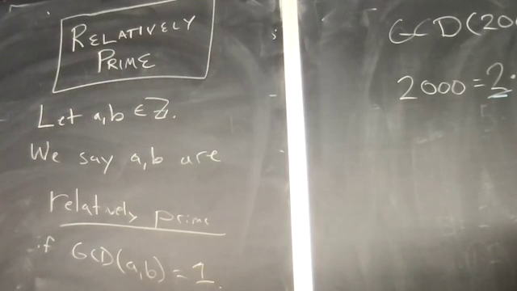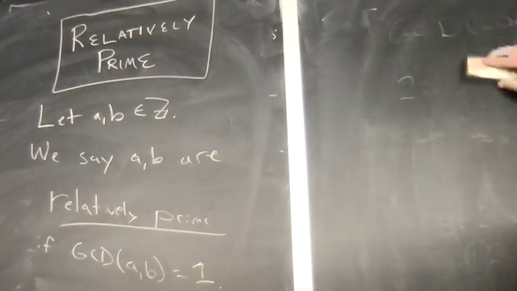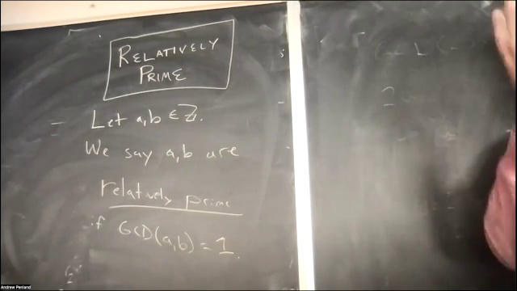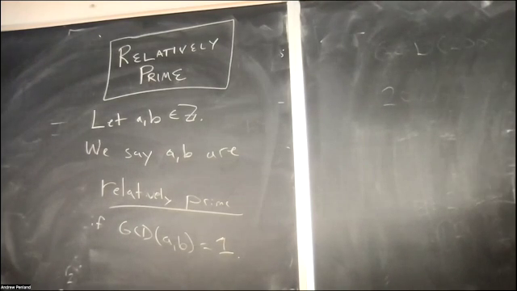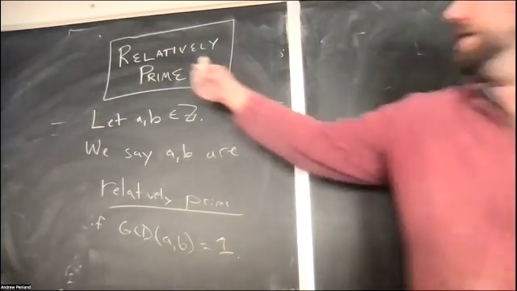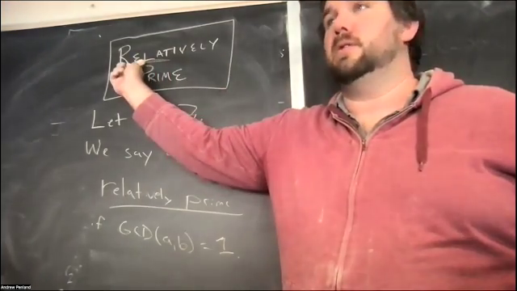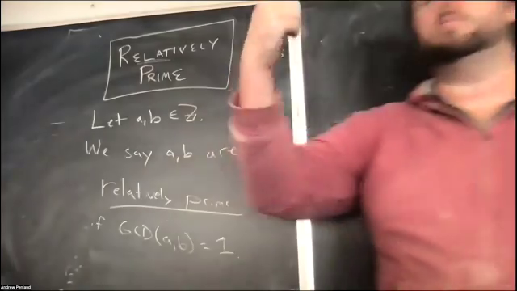This is a hard one for beginners because the concept of prime is so embedded in their minds that they want to say like 7 is relatively prime. You can't say 7 is relatively prime. It's a relationship between two things. So you cannot say a single number is relatively prime.